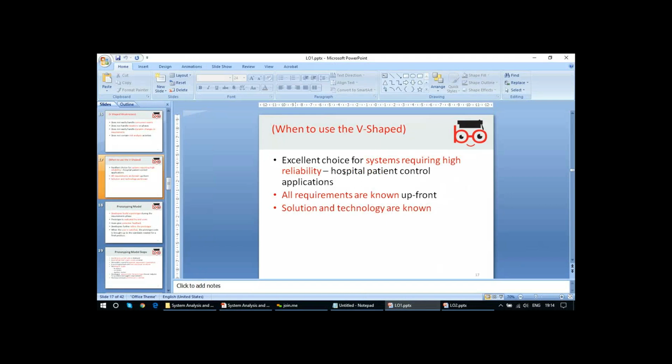Furthermore, when to use the V-shape? It's an excellent choice for systems requiring high reliability, like hospital patient control applications. All requirements are known upfront. Solution and technology are known. So when it really matters that you should not have any chance of mistake in the system, then each and every development step should be done very cautiously.